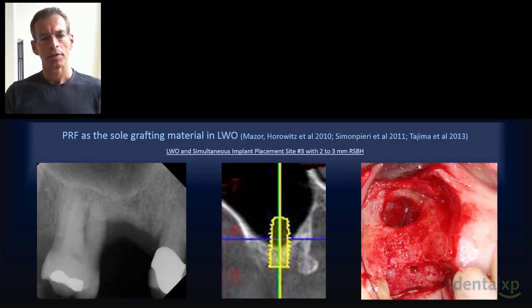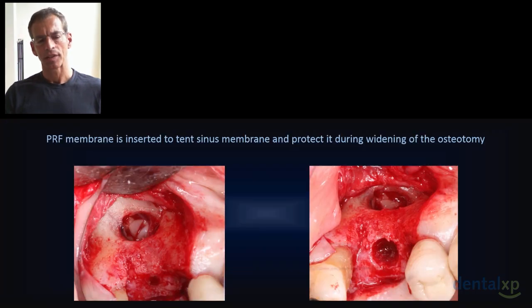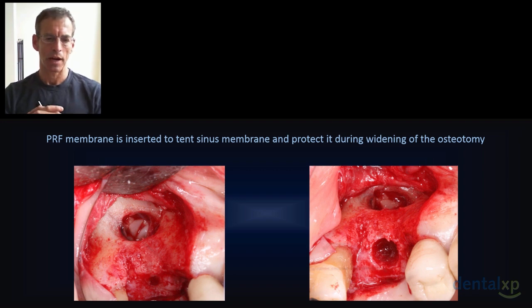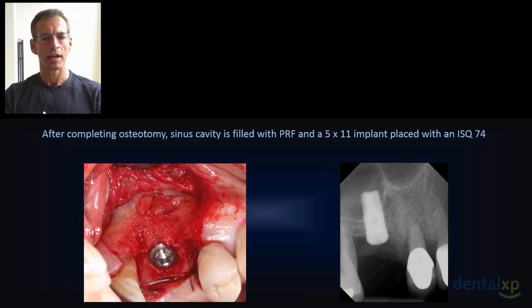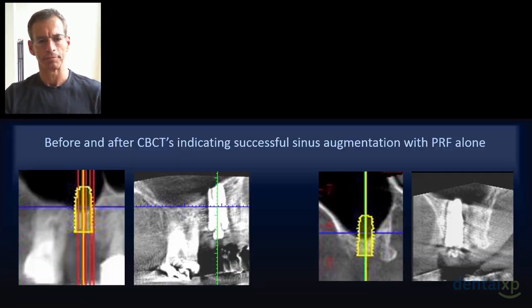Here is a treatment example of a lateral approach with platelet-rich fibrin only. 2 to 3 millimeters of subantral bone is available. A window is created. The membrane is elevated. The sinus membrane is first lined with platelet-rich fibrin to protect it during the completion of my osteotomy. A 5 by 11 millimeter implant is placed, and the sinus cavity is filled with platelet-rich fibrin. Here you see the CBCTs at 5 to 6 months, where we have bone growth to the apical portion of the implant without a particulate graft.